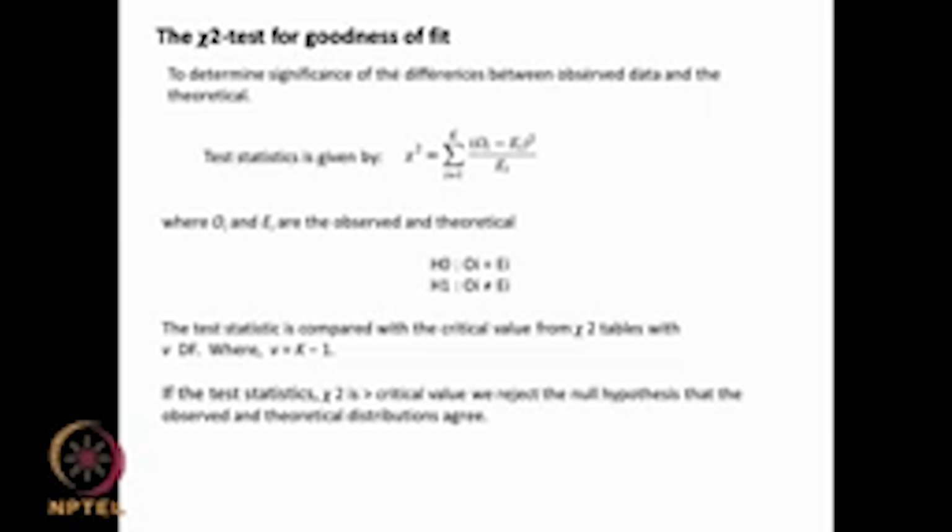So, remember your test statistics is compared with the table, where the null hypothesis is observed is equal to expected, alternate is observed is not equal to expected, and then after that what do we do? You go to your table, okay. If your test statistics is greater than the critical value, we reject the null hypothesis, okay, that the observed is equal to theoretical distribution, okay. Otherwise we accept the null hypothesis, okay.